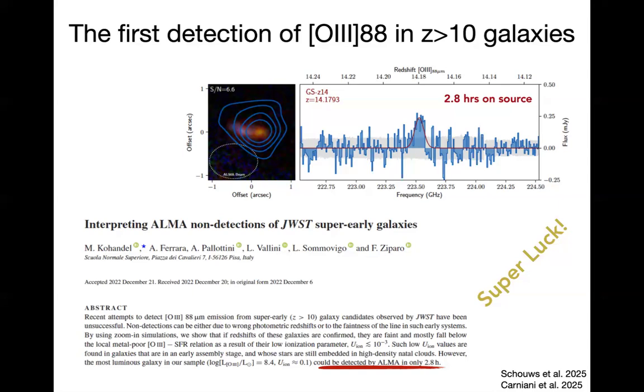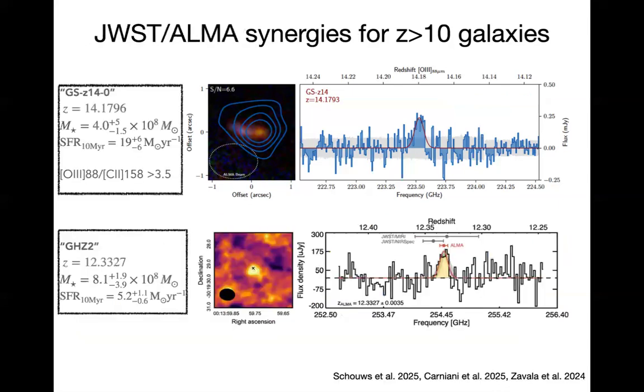Since then, people are trying, since there are NIRSpec observations, we know the redshift of most of the galaxies, so they can go with ALMA if they are in the correct location. However, so far, for these massive early galaxies, there have been only two galaxies that we have ALMA and JWST synergies. So one is this GS-z14.